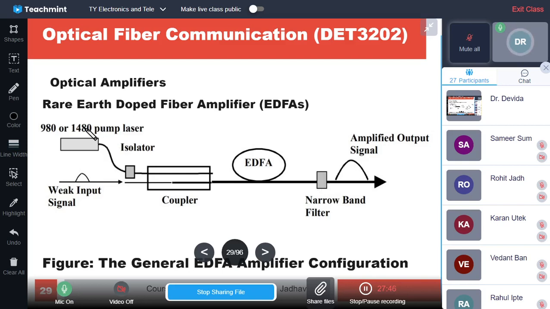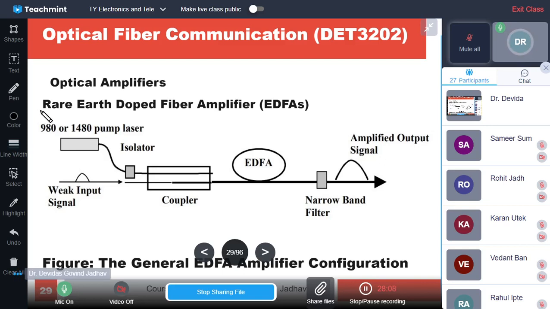and also the pump signal which is present in this fiber. This narrow band filter is only for signal filtering, and that filters out the signal, and the amplified output will be available.